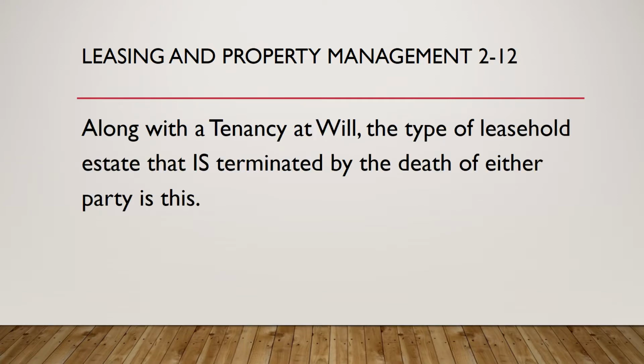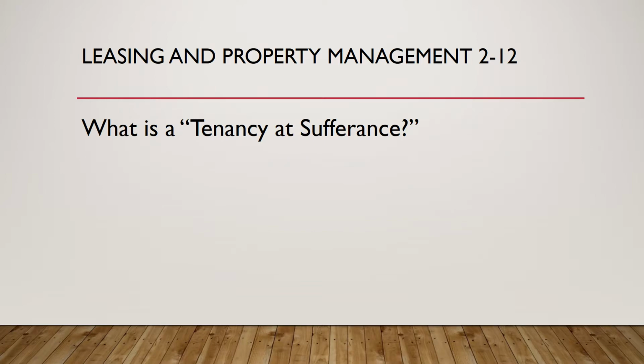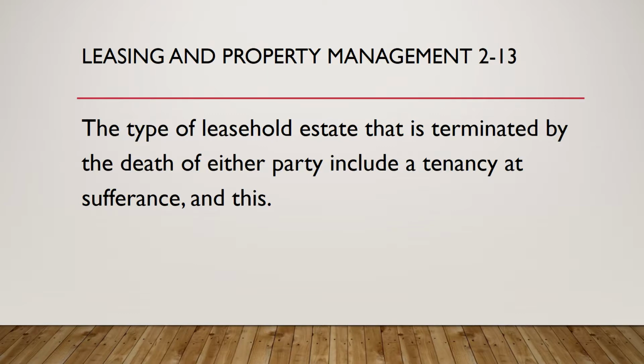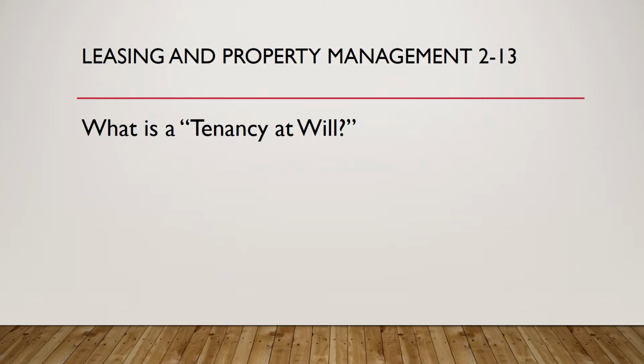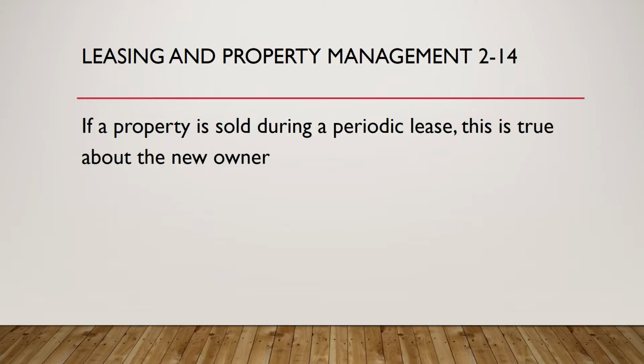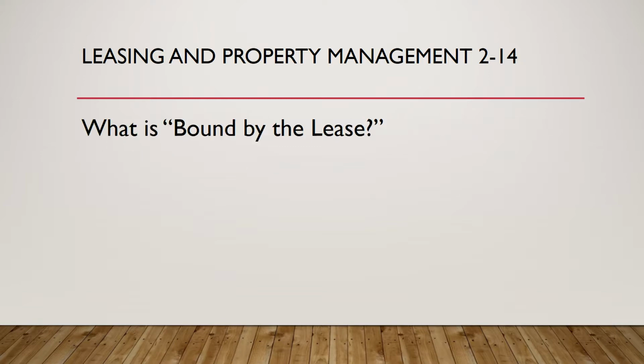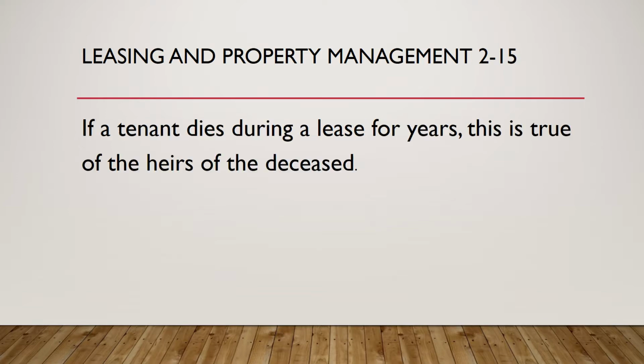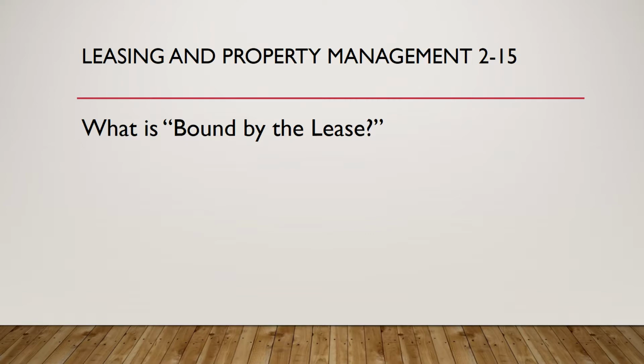Question 12. Along with a tenancy at will, this type of leasehold estate is terminated by the death of either party. What is a tenancy at sufferance? Question 13. The type of leasehold estate that is terminated by the death of either party include a tenancy at sufferance and this. What is a tenancy at will? Question 14. If a property is sold during a periodic lease, this is true about the new owner. What is bound by the lease? Question 15. If a tenant dies during a lease for years, this is true of the heirs of the deceased. What is bound by the lease?